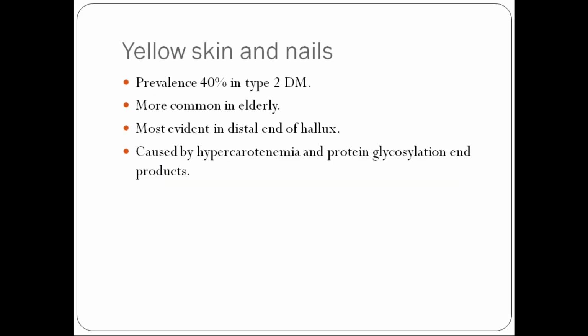Next, coming to the yellow skin and nails. Yellow skin and nails is seen in 40% of type 2 diabetic patients. Again, this is most common in the elderly and more evident at the distal end of the hallux. This is caused by hyperkeratinemia and protein glycosylated end products. So these products are the reason you will see the typical yellowish skin and nails.